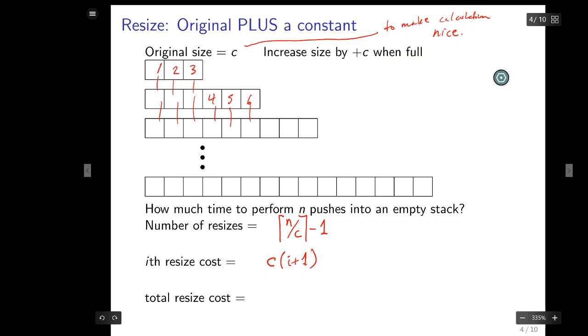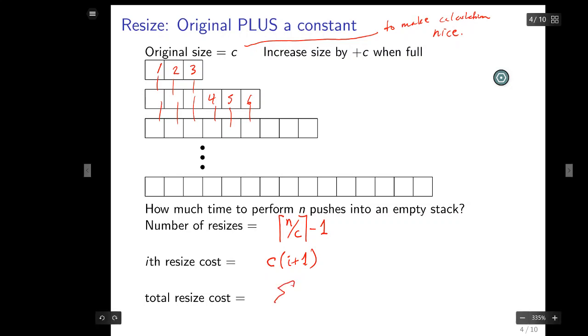C times i plus 1. Okay, the first one costs me 2 times C, 6. The second one costs me 3 times C, 9, etc. So now, this is the cost for the resize. We know how many resizes there are. What is the total amount of work we do to do all of those resizes? It's just a sum.